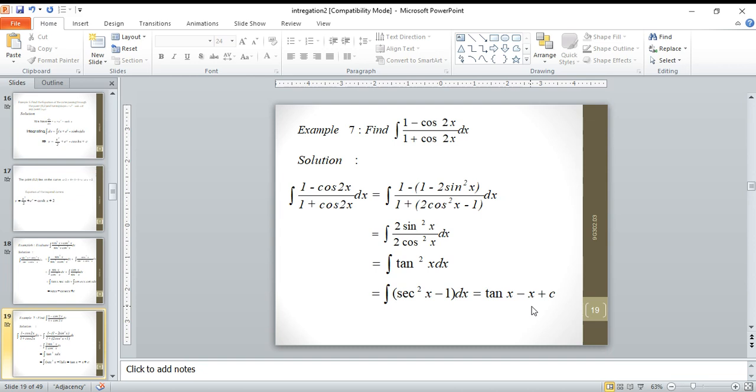So there is no direct formula for tan square in integration. To integrate tan square, it can be written as secant square x minus 1. Then the integration of secant square x is tan x, and of 1 is x, plus c.